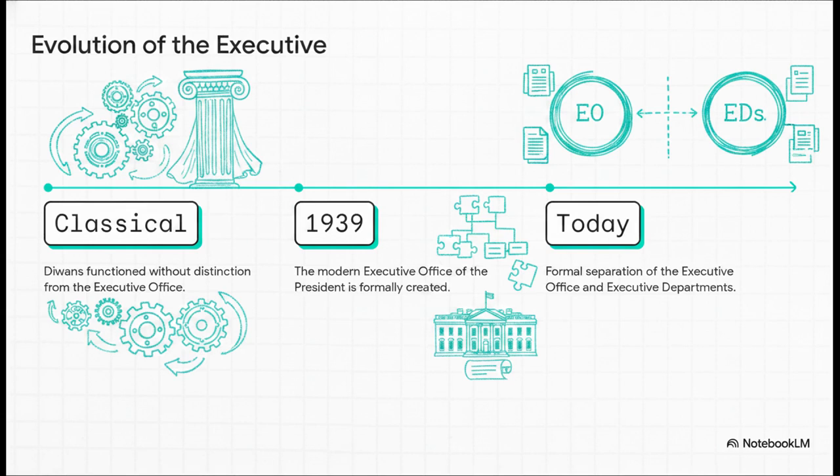Back in the classical era, government departments, which were known then as diwans, functioned without a clear, formalized distinction from the central executive office. The administrators simply mapped to all parts of the government machinery. Fast forward to the modern era.